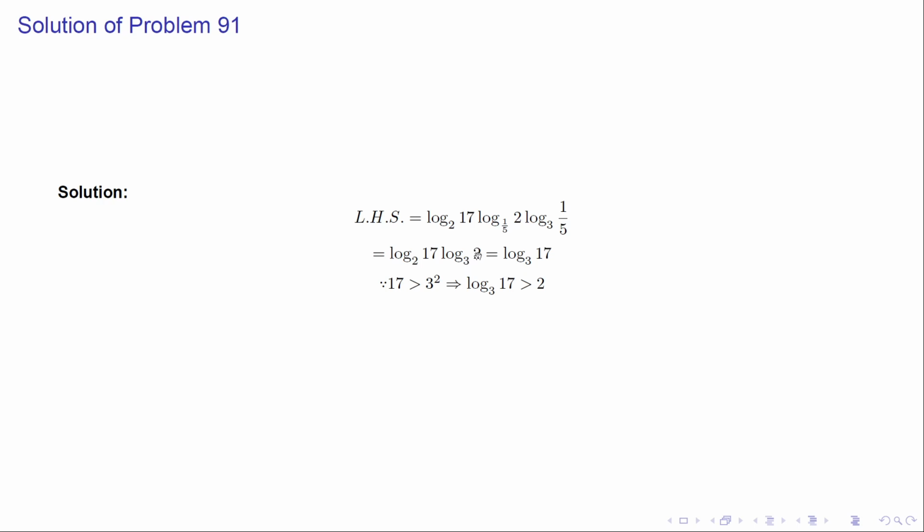Now here we have number 2, here we have base 2. So once again we can merge. So this will become log of 17 with base 3. We know that 17 is greater than 3 square. So if we take log, we get log of 17 with base 3 greater than 2.